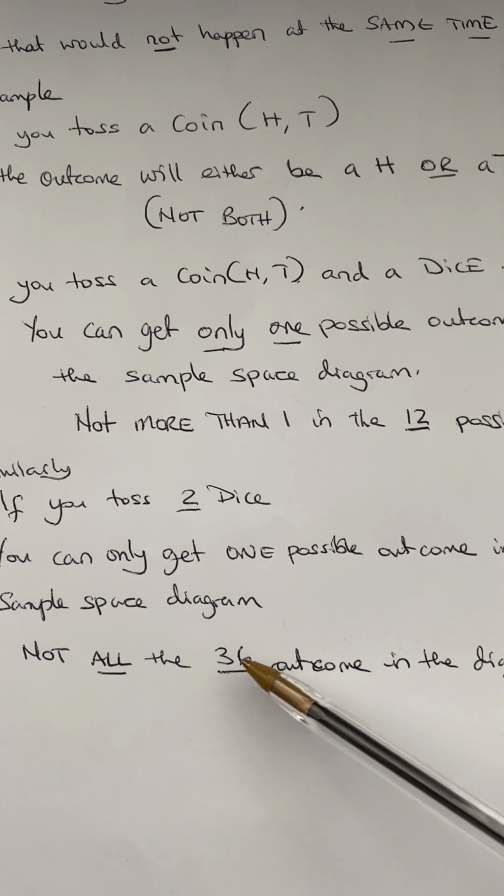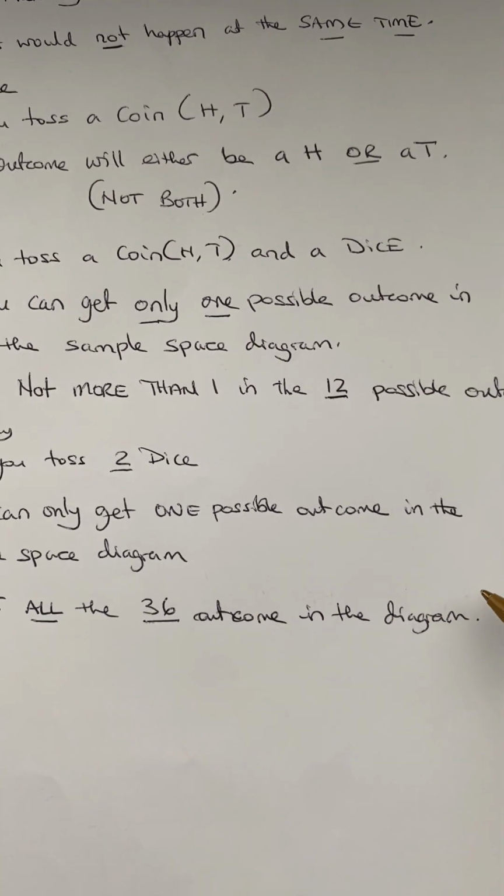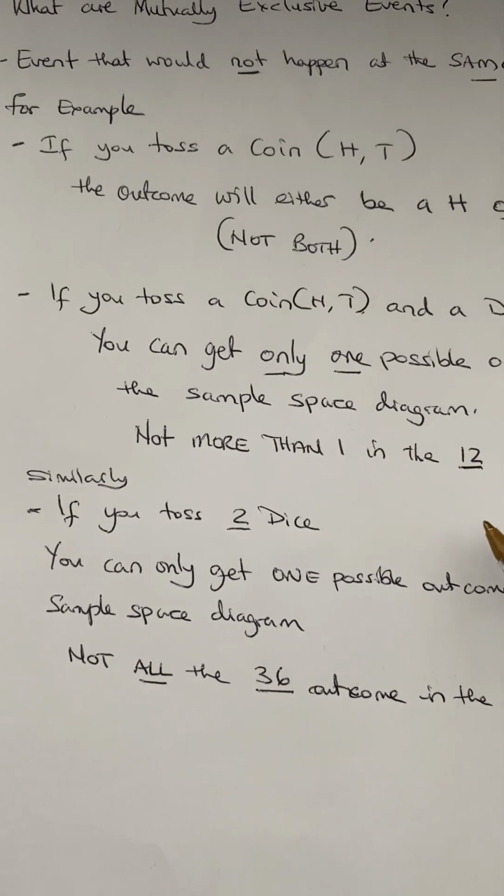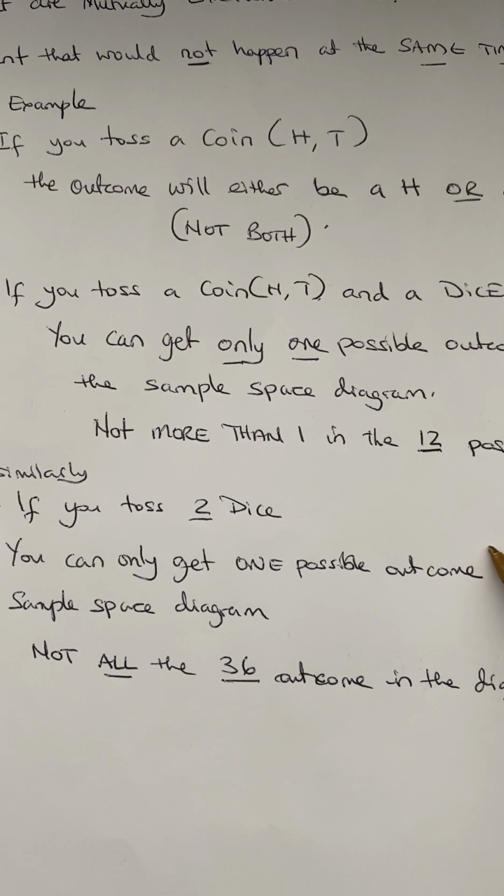So you cannot have all the 36 possible outcomes. You can only always have one outcome.